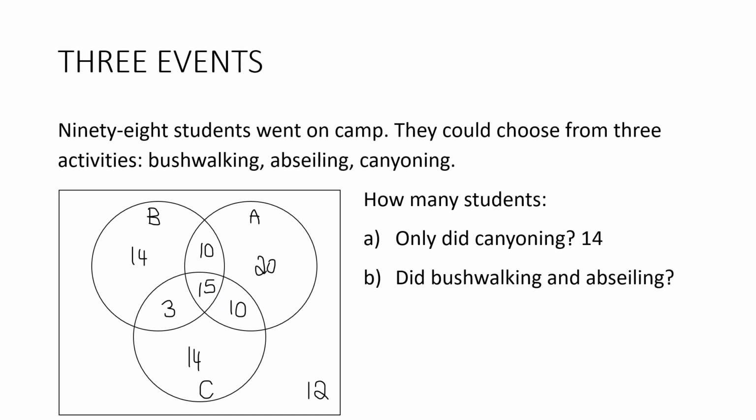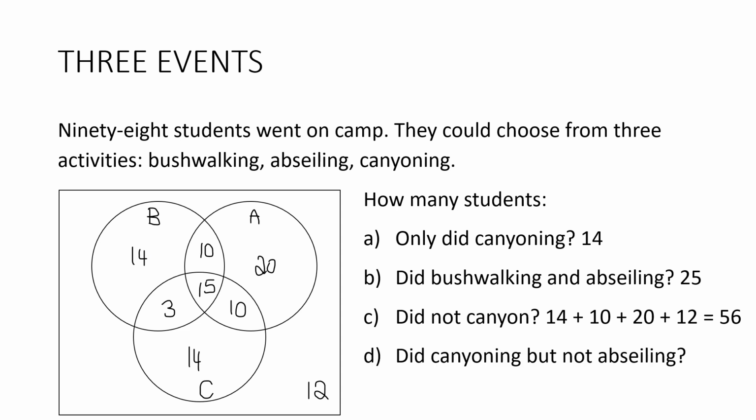How many students did bushwalking and abseiling? Now be careful here. We want these 10, but we also want these 15 because they did bushwalking and abseiling. The fact that they also did canyoning isn't important. So we want 25. How many students did not canyon? Let's think about that. We want all of them except for the ones that lie in this circle. So we want 12 plus 20 plus 10 plus 14. Adding them up, we get 56.